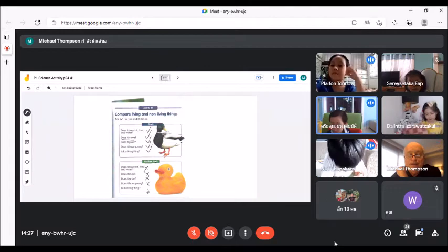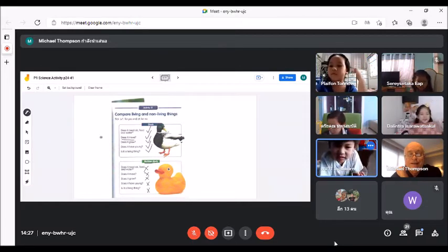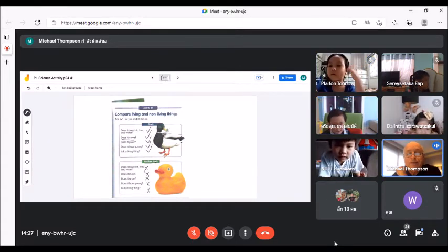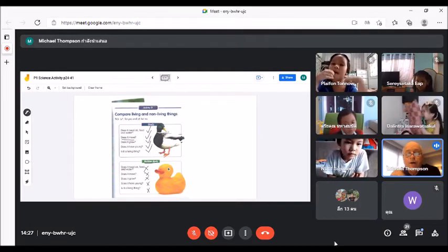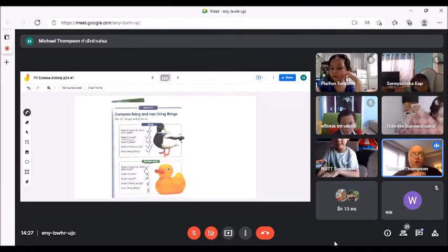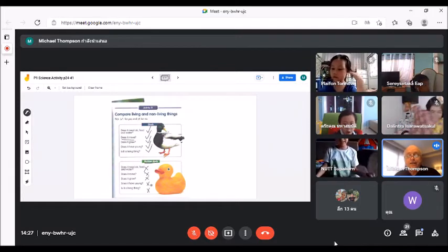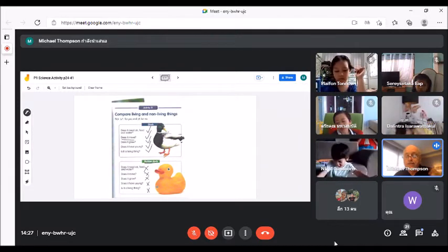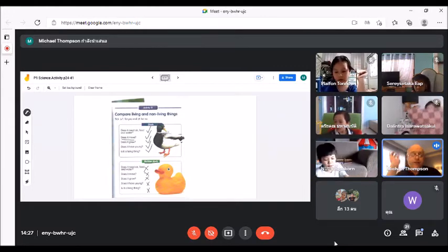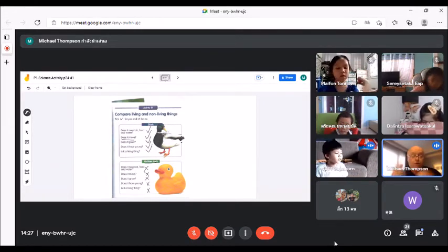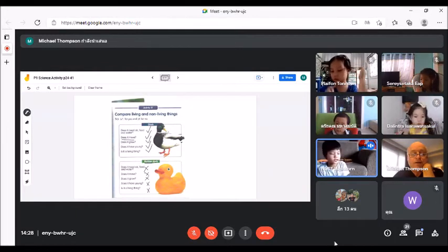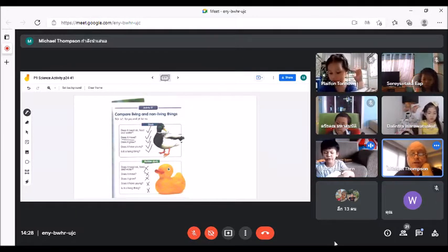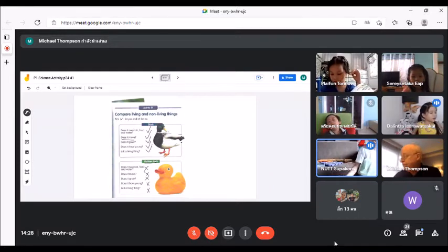All right. So this one's pretty easy. We got a duck that's alive, a living thing, it needs food, water, and air. It moves, it grows, it has babies. And this is just a toy. Doesn't need food and air, doesn't move unless you throw it, doesn't grow. Finish pages 31 and 32. Good. That's all we're going to do right now.